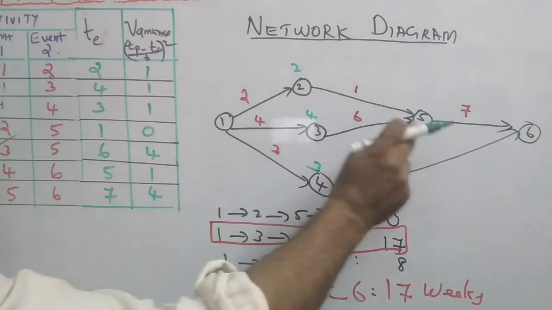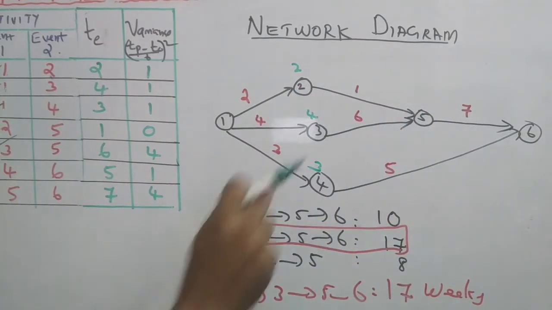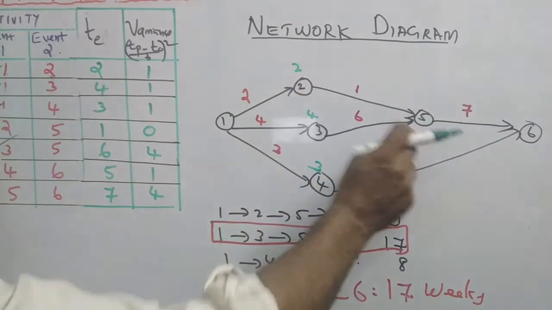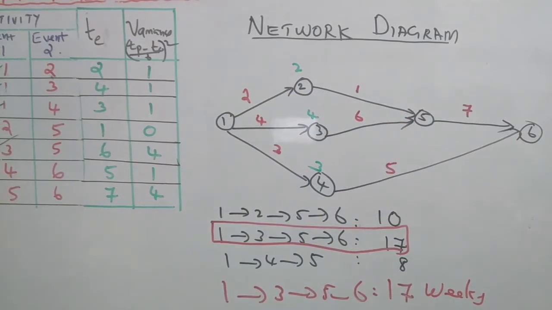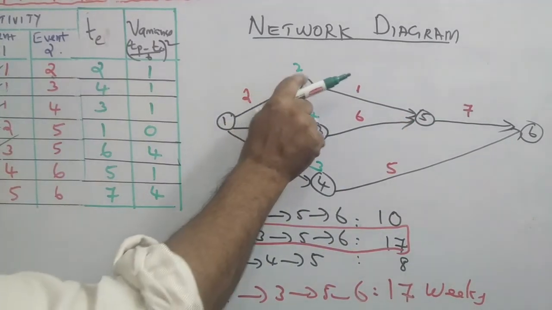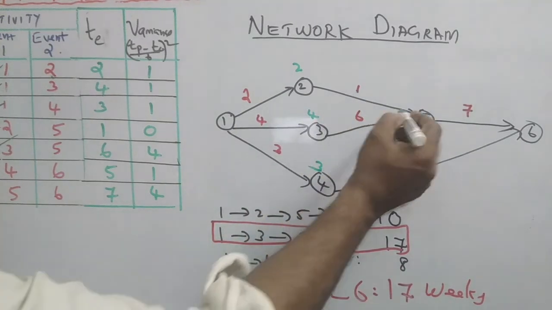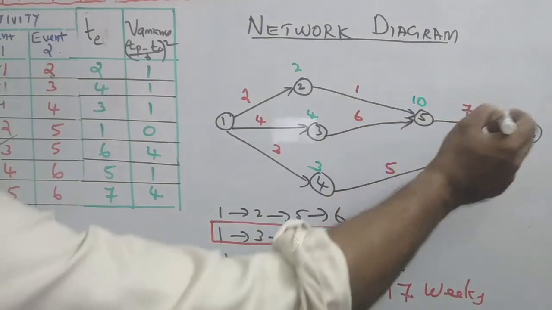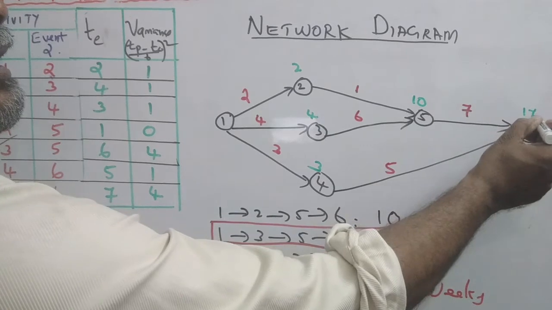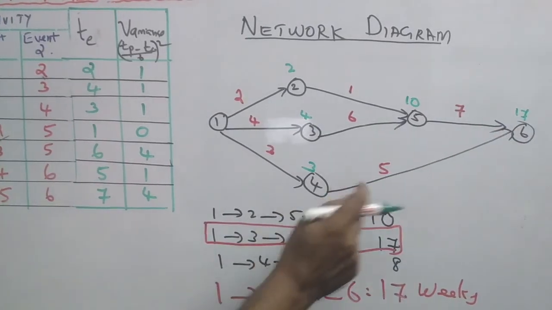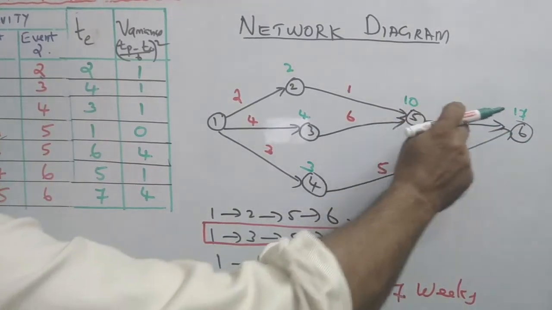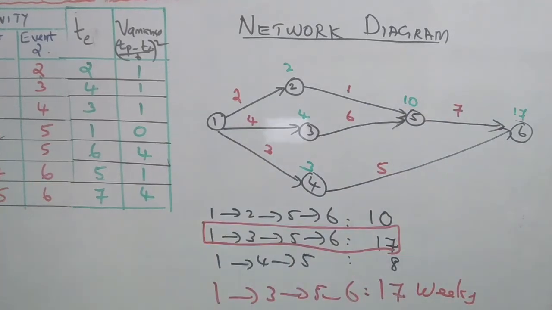3 to 5, 2 to 5. There are 2 possibilities, either from 3 to 5 or from 2 to 5. We consider the largest value. 2 plus 1, 3. 4 plus 6, 10. We take 10. 10 plus 7, 17. Here, 3 plus 5, 8. 10 plus 7, 17. We use the maximum. That is the forward computation.